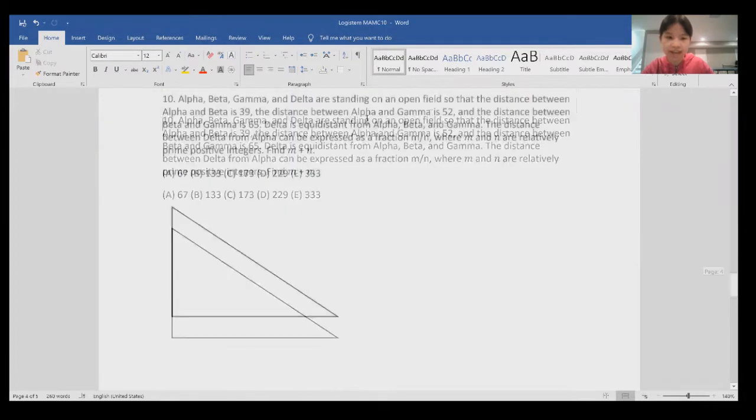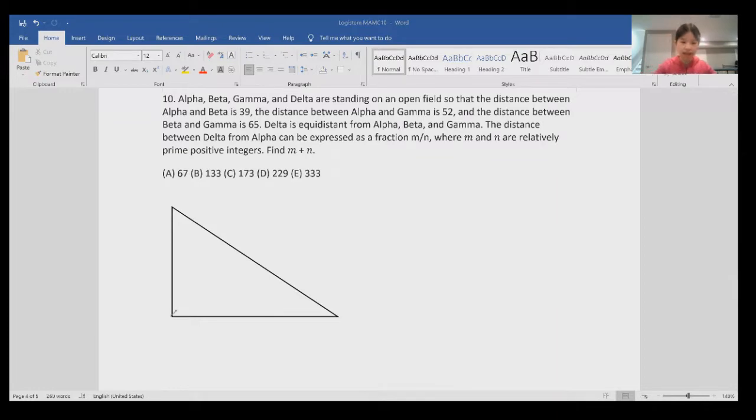So we have that the distance between alpha and beta is 39. The distance between alpha and gamma is 52. And the distance between beta and gamma is 65. And we have delta such that it is equidistant from each of these points, alpha, beta, and gamma. We could say this problem turns into finding the circumradius of triangle ABG.